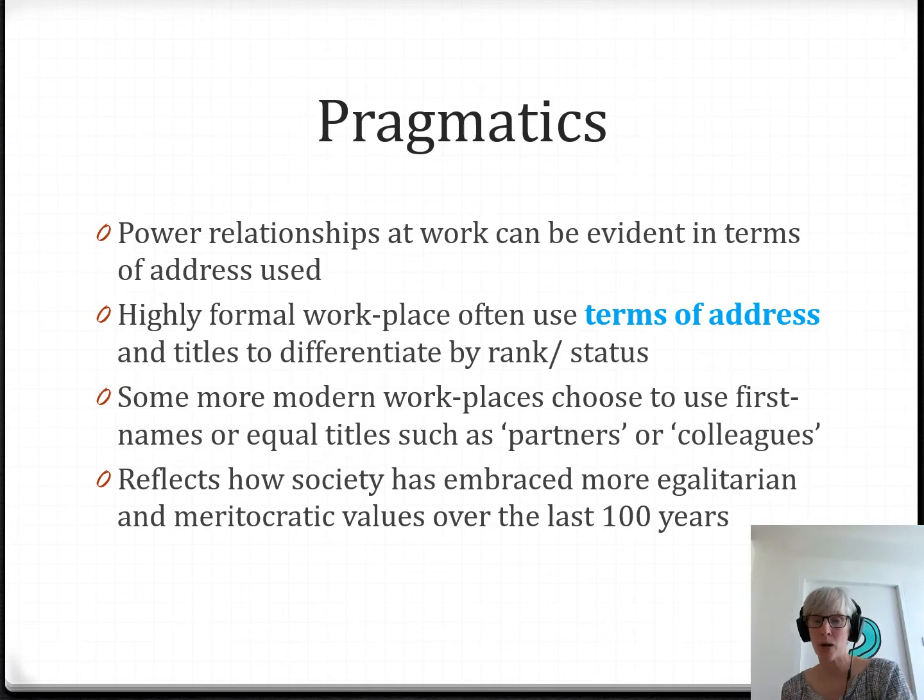So just remember the idea of pragmatics. That is inference and implication, and it's also how power is represented in language. So power relationships can be evident in terms of address. So it's worth thinking about the terms of address used where you work, between colleagues, and the ones that show power and status within an organisation.